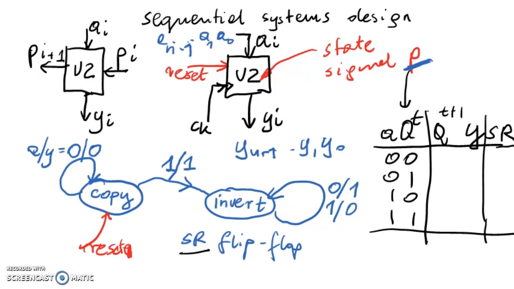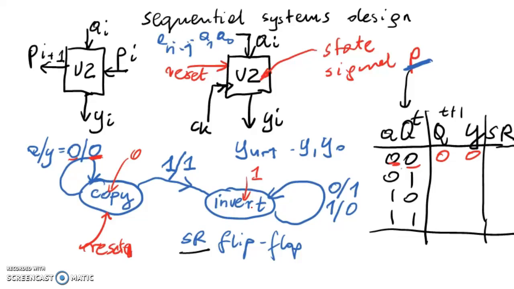So in the first row, you are in state 0. Let's assume that this will be 0 and this one will be 1. After reset, you are in state 0, and you've got A equal to 0. So you've got this arrow, you go to the same state, so the next state is 0, and Y is equal to 0. Y is read from this bit.